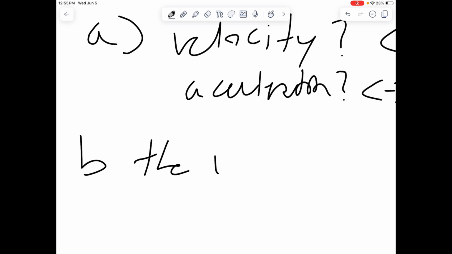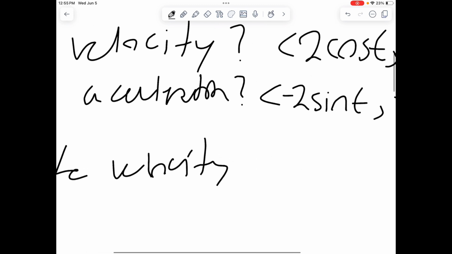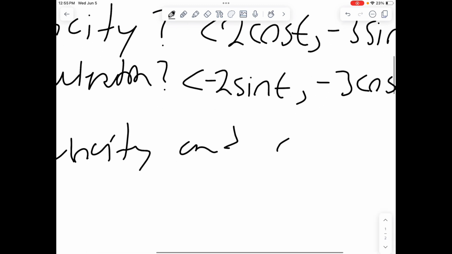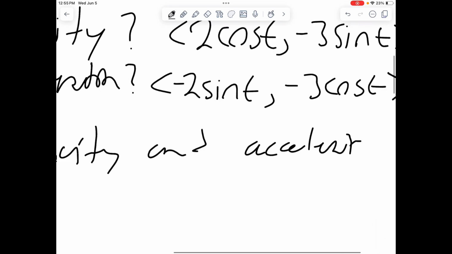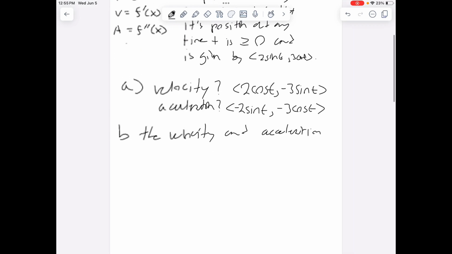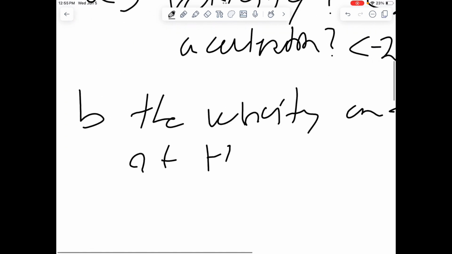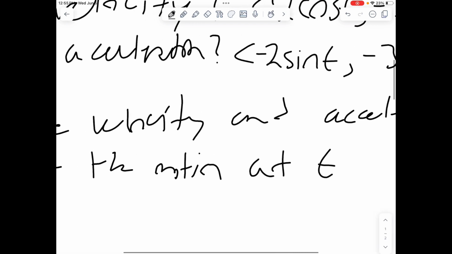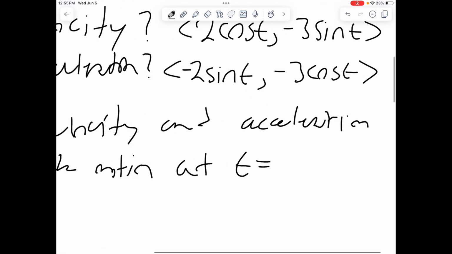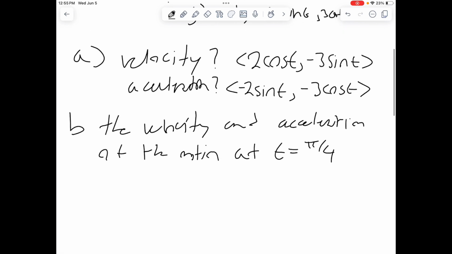Now, let's say there's a part B asking us to find the velocity and acceleration of the motion at t equals pi over 4. This is pretty simple, actually.